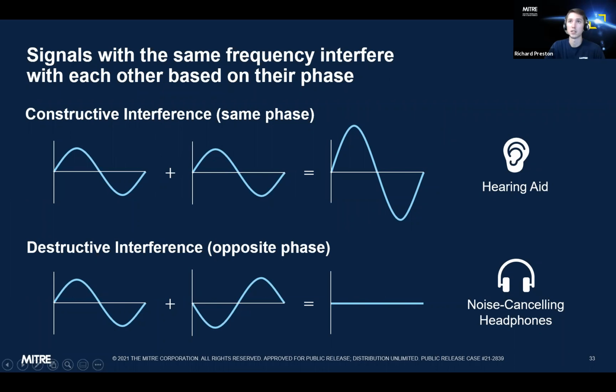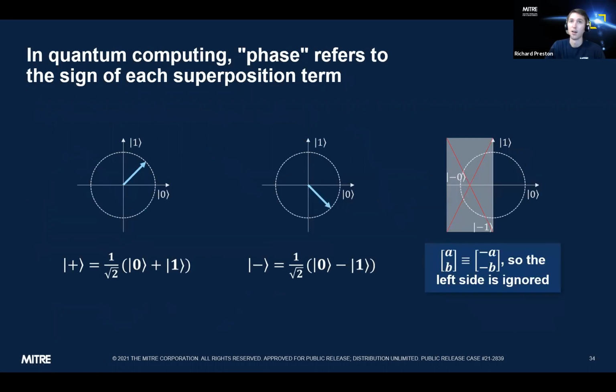We have the same concept in quantum computing, which seems weird, but I'll explain how it works. In quantum computing, phase just refers to the sign of each superposition term. I think we saw a state earlier that had a negative sign, which is just a negative phase in the one term. These are two different states because they have different phase, even though when we measure them, we're going to have the same type of outcome: 50% of the time we're going to get 0, 50% of the time we're going to get 1. But these are actually different states, and that matters for computation.